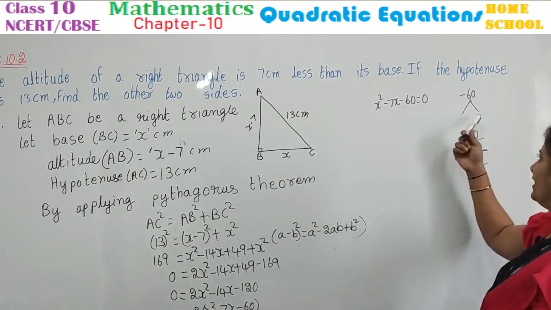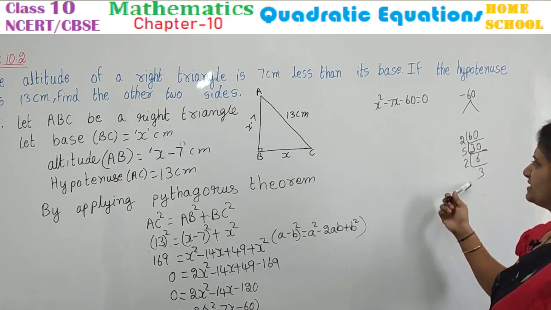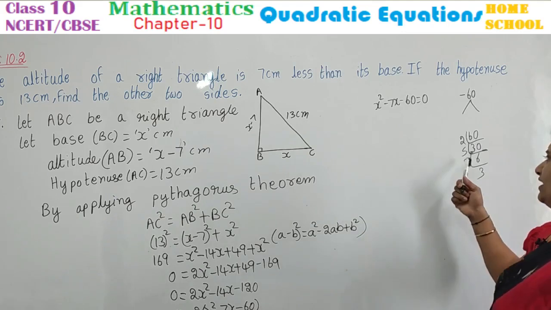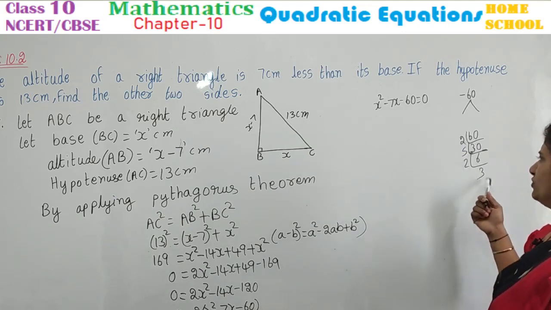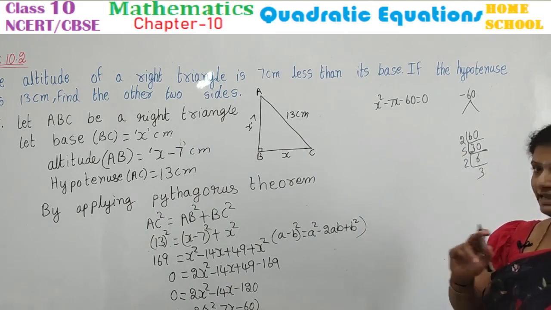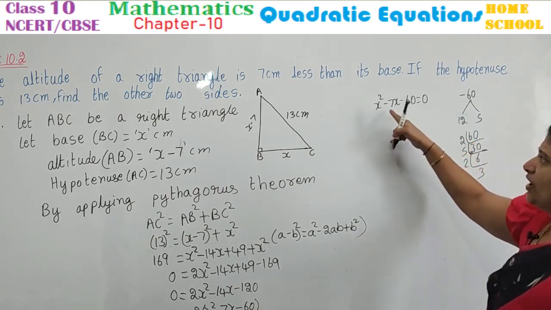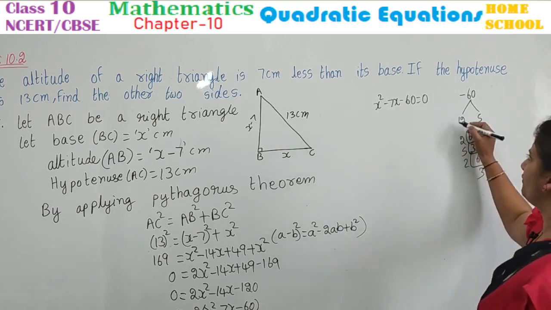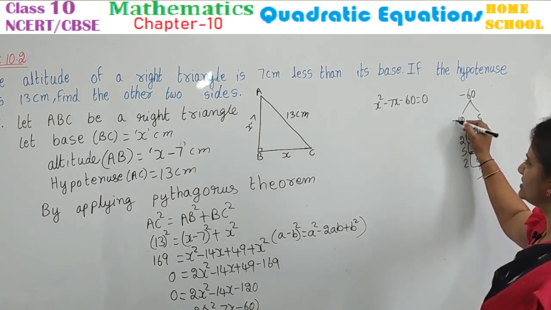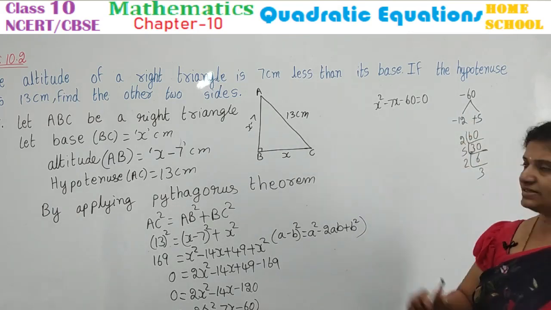Okay, now find out factors for this. 5 2s are 10, 3 2s are 6, 10 and 6 you won't get. Now again, 2 2s are 4, 4 3s are 12. 12 and 5, do you get? Yes. 12 and 5 are the factors. How do you get minus 7? If you take positive at the biggest number, minus 12 plus 5, you are going to get minus 7.